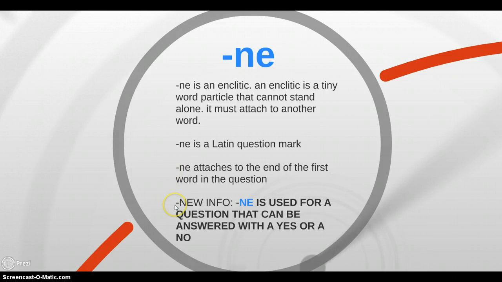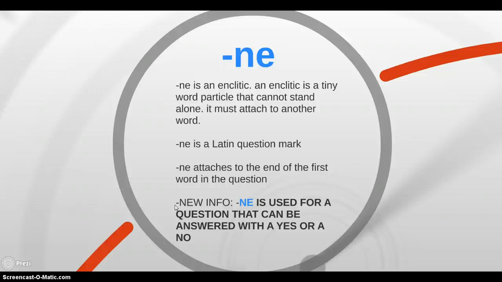And then last, this is new info, so really pay attention. Nonne is used for a question that can be answered with a yes or a no. For example, does Scoot like scooters? That could be answered with a yes or a no. Does Melon like melons? That could be answered with a yes or a no. Does Bryn eat her bagels with Le Schmear? That could be answered with a yes or a no.